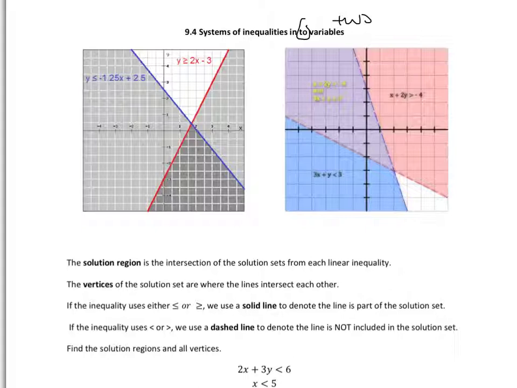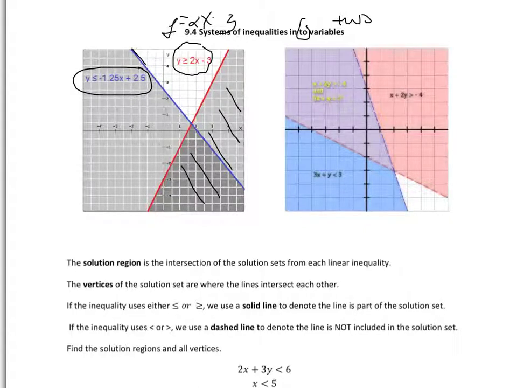If we have two linear inequalities like this one right here, first thing we're going to do is graph the line y equals 2x minus 3. Then we're going to pick a test point to shade. This has been shaded in this direction. Then we have another line right there. We graph that, pick a test point, and shade this way. So the solution region is this region down here that is the intersection of the solution regions of these two lines.